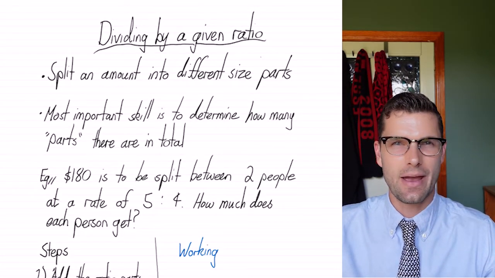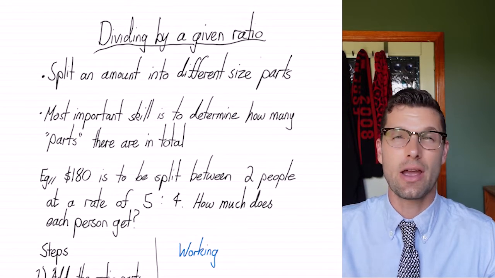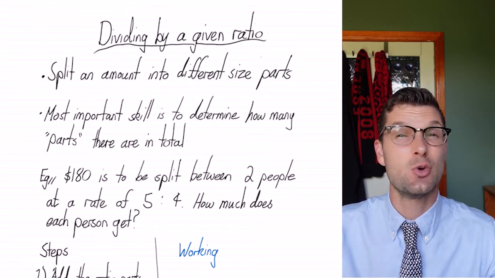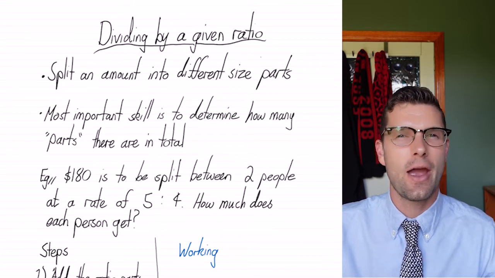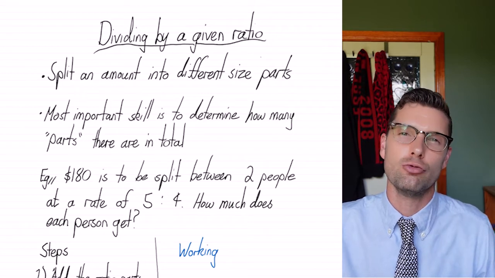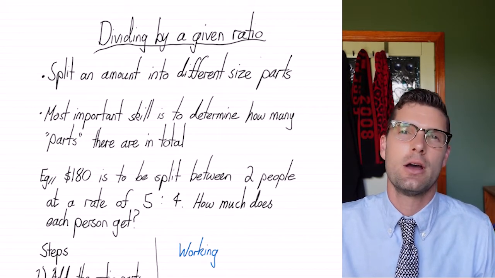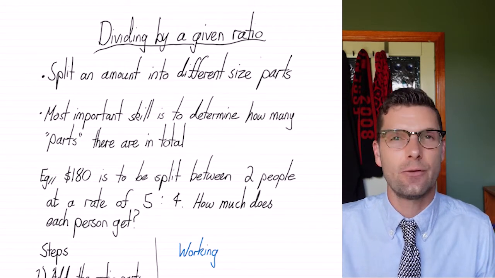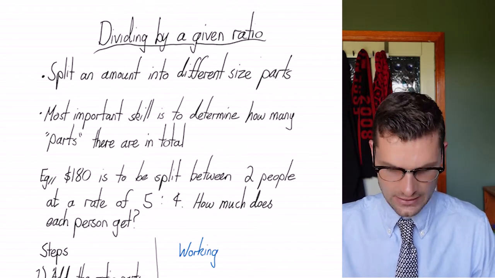Today we're going to be talking about how to divide a number by a given ratio. This is really important when we're talking about splitting things into uneven groups. We know how to divide things into even groups, that's just division. But with a ratio, we've got two or more different entities that are going to end up with an amount that is different to one another, and we've got to make sure that that's fair.